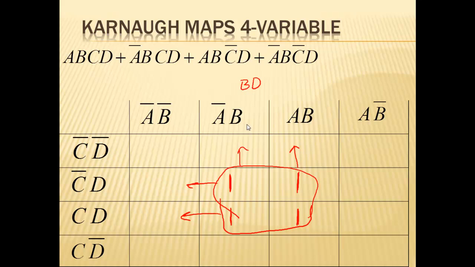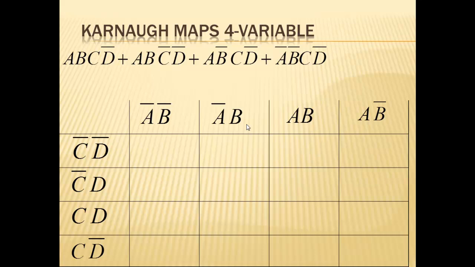So let's look at another example. Let's do AB, C, D naught, and AB, C naught, D naught, A, B naught, C, D naught, and A naught, B naught, C, D naught. Now this one's a little trickier. We could do a group of 2 there, but that's not the best option we have.